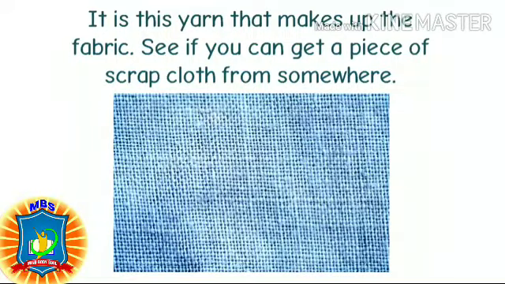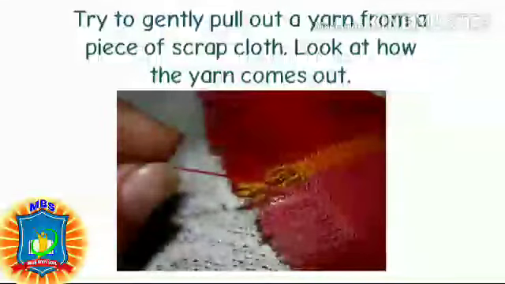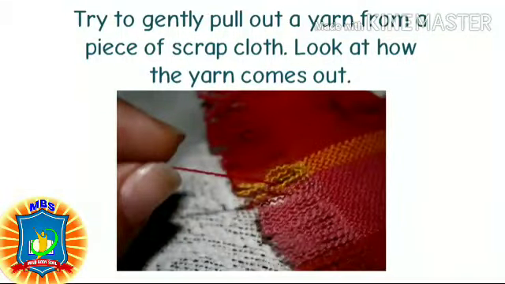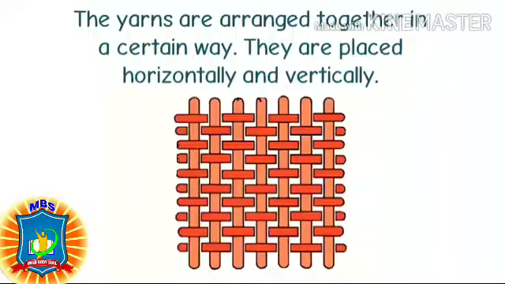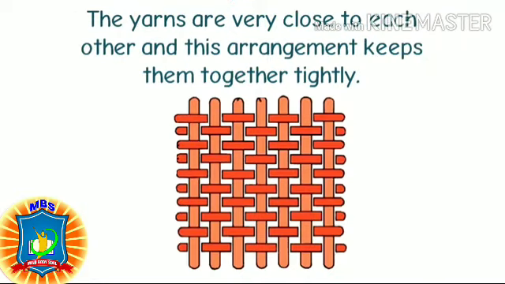See if you can get a piece of scrap cloth from somewhere. Try to gently pull out a yarn from a piece of scrap cloth. Look at how the yarn comes out. You will see that the horizontal yarn goes alternately above and below the other vertical yarns. The yarns are arranged together in a certain way. They are placed horizontally and vertically. The yarns are very close to each other and this arrangement keeps them together tightly.